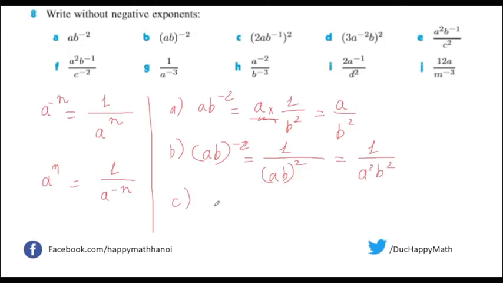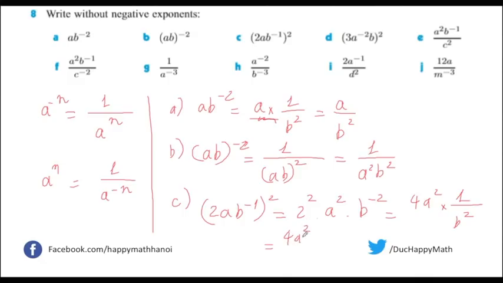Exercise C, (2a b^-1) with the square outside, so 2 squared, a squared and b^-2. So b^-2, I can change from the numerator to the denominator, b squared here, and the final result you get is 4a squared over b squared.